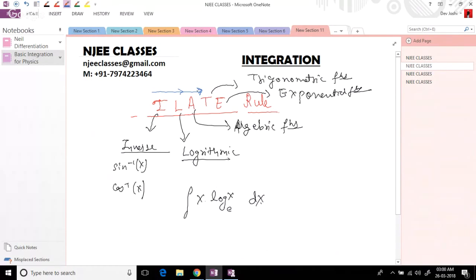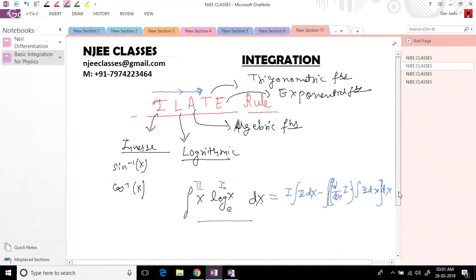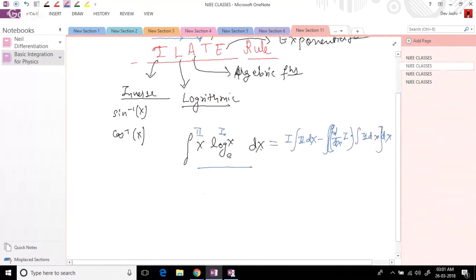So here we have algebraic and logarithmic. Which is my first function? In this order, logarithmic L comes first, and then A comes. So I can take my first function to be the logarithmic function, and my second function to be the algebraic function, and then apply the basic formula. What is my formula? It is simply first into integral of second dx minus integral of differentiation of first multiplied by integral of second dx, the whole integration. Now if I solve this particular question, what do we get?